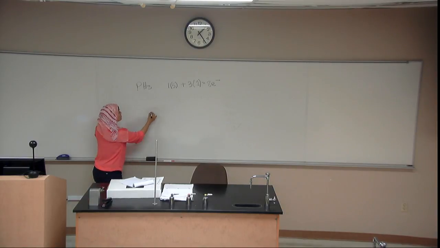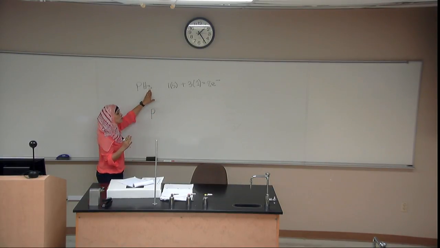P, phosphorus, is your central atom. That's the first step. Then we've got to make connections. How many connections must we make here? It has to be 3, right?